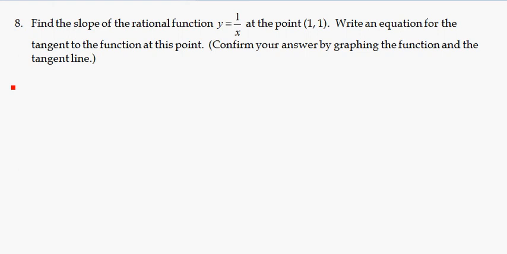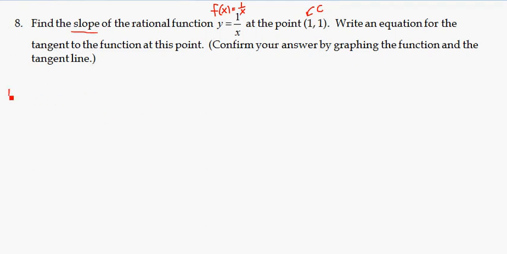Okay, we're asked to find the slope of the rational function y equals 1 over x at the point (1, 1). So we're going to use the definition of slope, and our function f of x is 1 over x, and the constant we are taking, c, is 1. When x equals 1 is what we're looking at, where the slope should be.